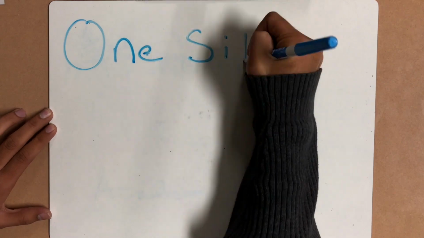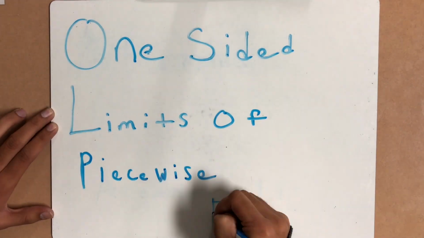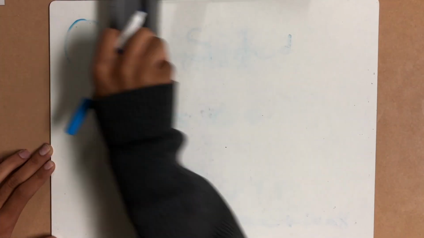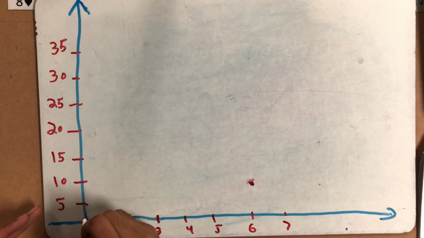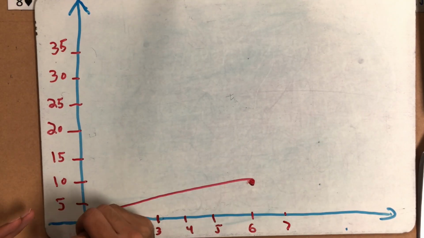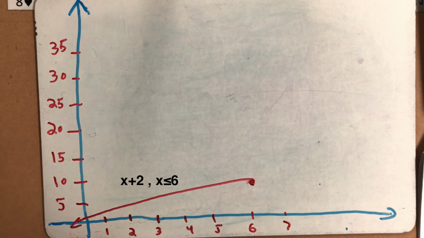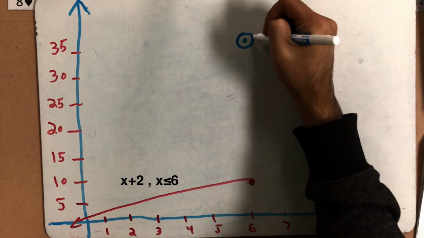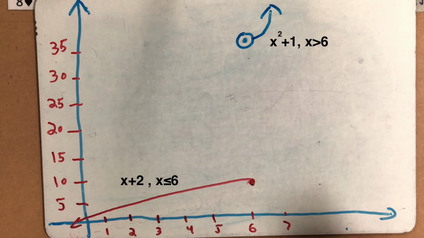The lesson for today is one-sided limits of piecewise functions. This is a graph of the piecewise function, which is f of x equals x plus 2, x is less than or equal to 6, and x squared minus 1 as x is greater than 6.